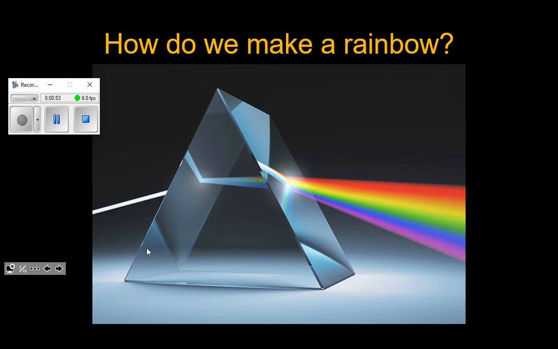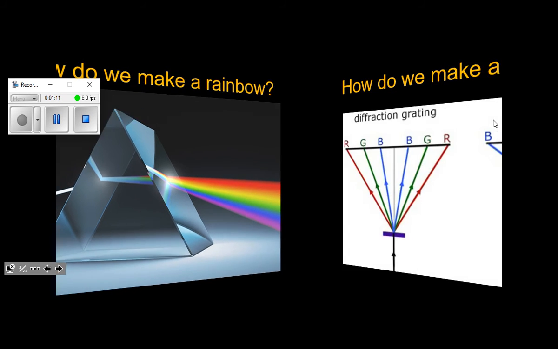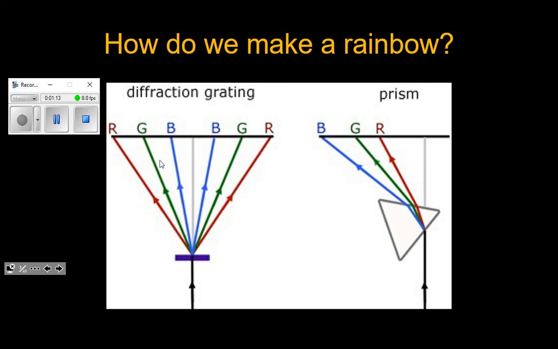So you remember from last time that we can take white light, a combination of all colors, and put it through a prism and get the complete rainbow. We can do that with a prism, or we can do that with a device called a diffraction grating. I did show you some videos on diffraction gratings, and hopefully you have a little bit of information on that.